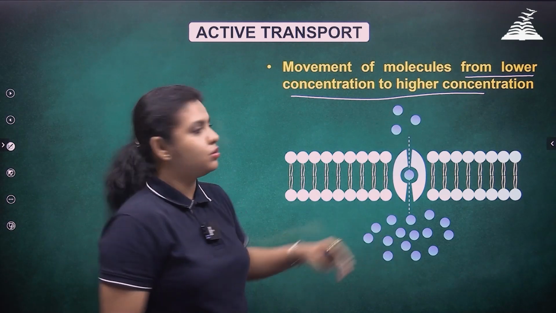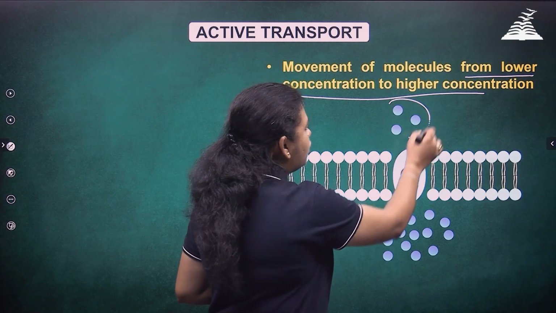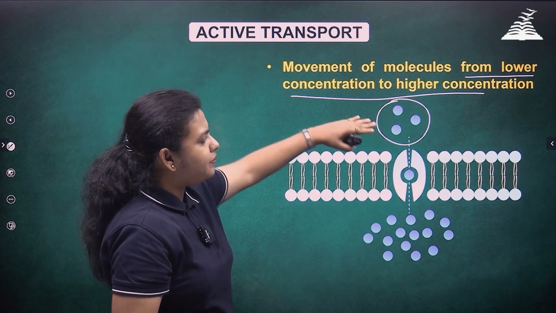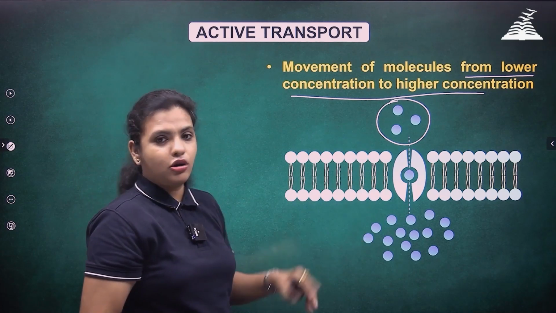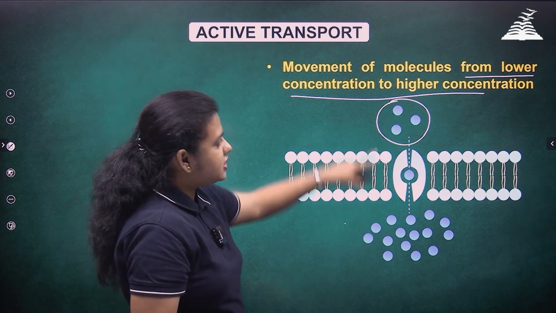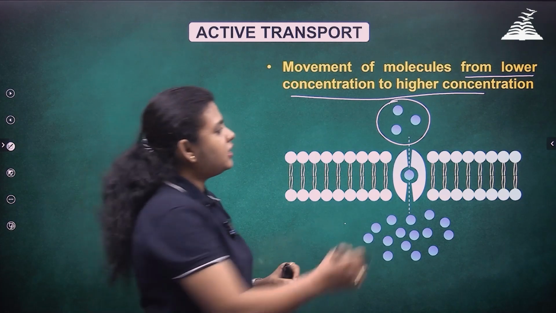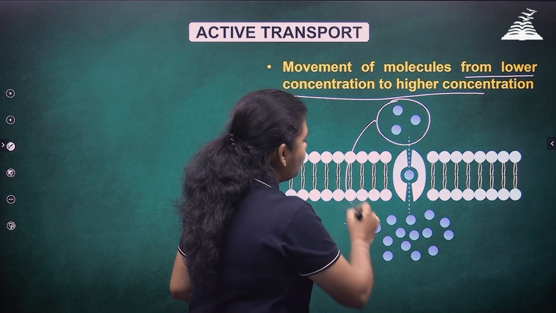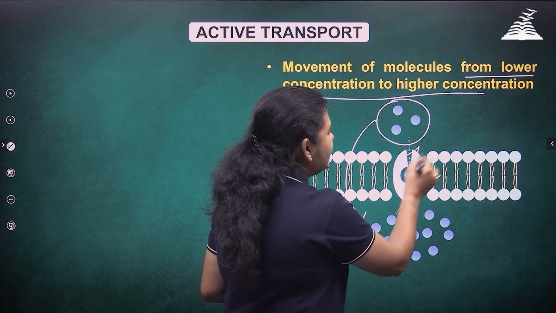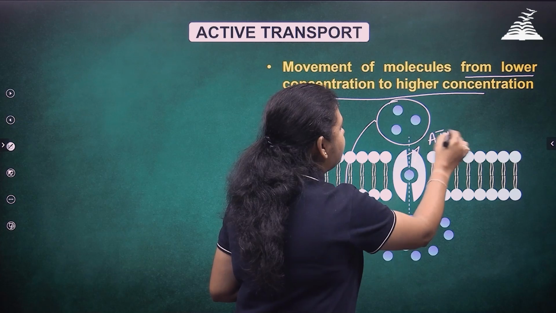Look at the picture here, students. We have just 3 molecules here, and these molecules are going to go from lower concentration to higher concentration. This is your plasma membrane. Higher concentration is here, lower concentration is here. Molecules move from lower to higher concentration with the help of ATP.